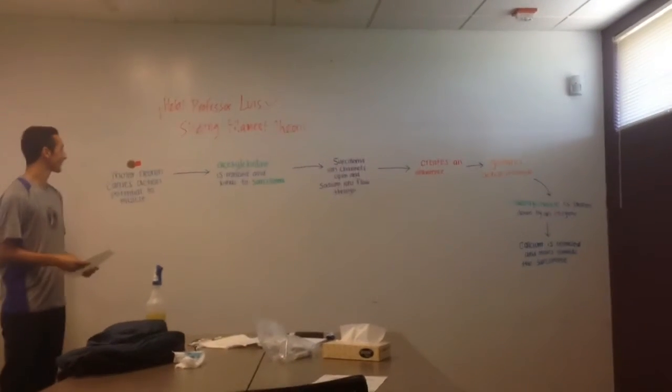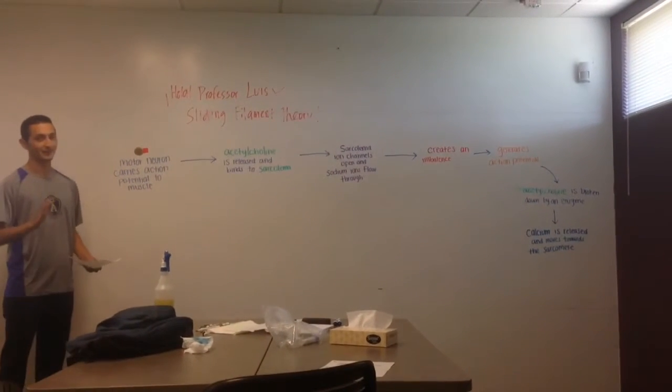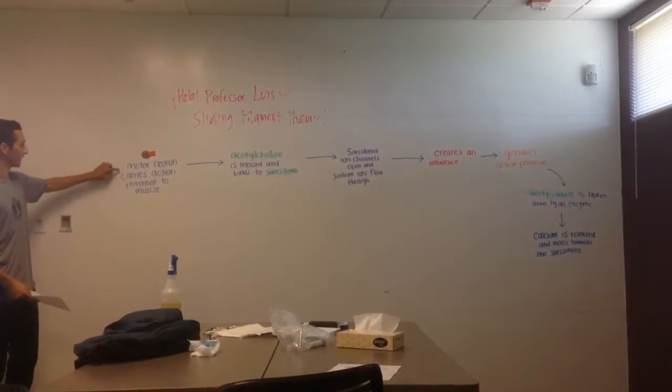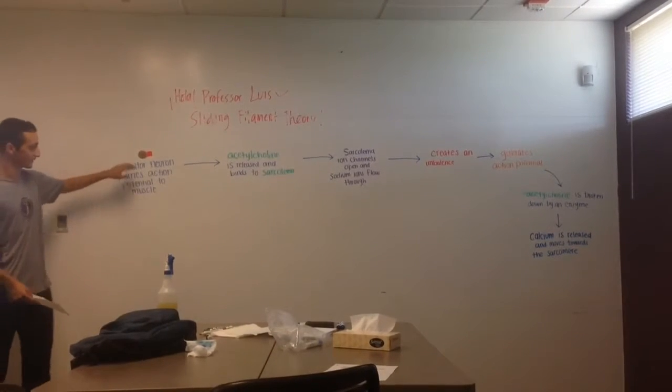Professor Luis here. Today we're going to talk about the sliding filament theory. Okay, so first it begins with a motor neuron that carries action potential to the muscle.